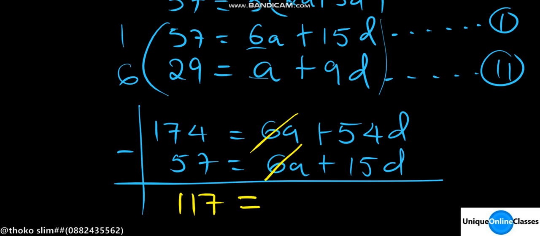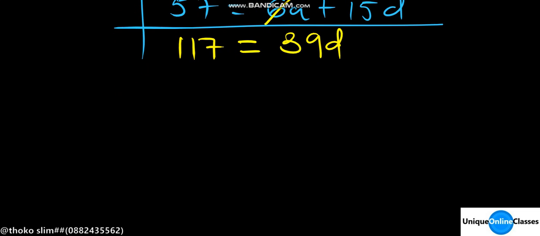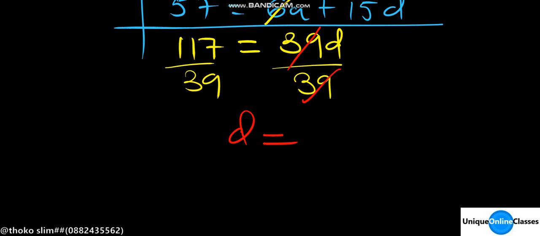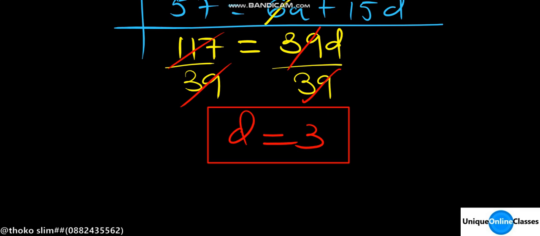Ndekuti izi zatipatsa 0. And the 54 minus 15, according to my calculator, the answer is 39. So the answer is 39d. To find the value of d, just a matter of dividing both sides by 39. So after cancelling, d is equal to 117 divided by 39, which is 3. So tapeza value of d kuti ndi 3.